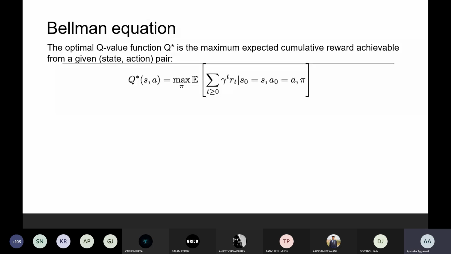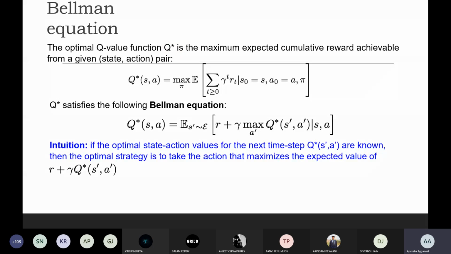Now Bellman equation is there. It is the optimal Q value function. Basically what we want to do is we want to find the optimal function which is the maximum of all the rewards. That is what we want to do. We want to maximize this value. So Bellman equation gives us a way to do that.